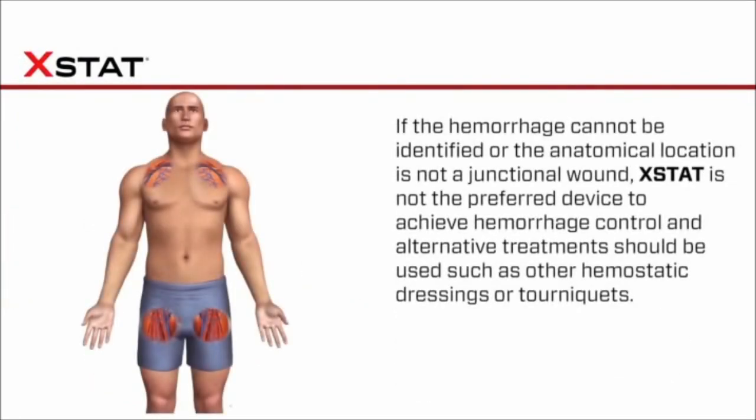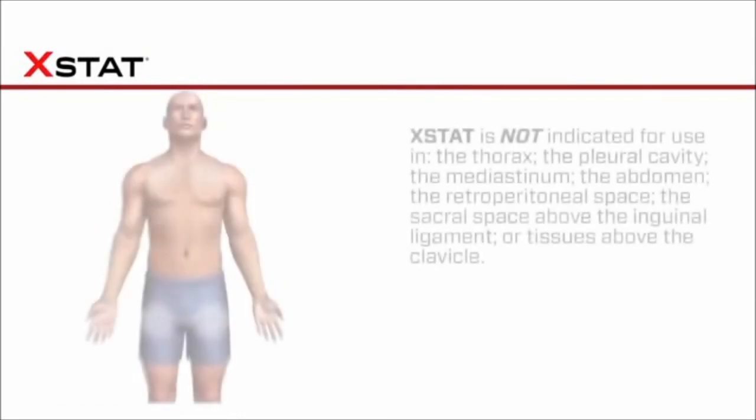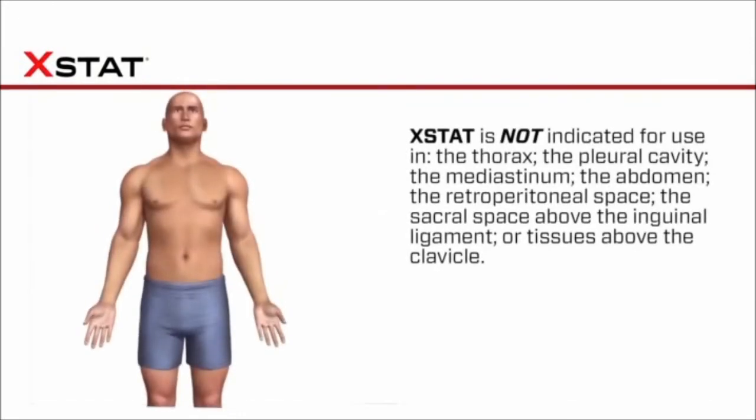If the hemorrhage cannot be identified, or the anatomical location is not a junctional wound, XStat is not the preferred device to achieve hemorrhage control, and alternative treatment should be used, such as other hemostatic dressings or tourniquets. XStat is not indicated for use in the thorax, the pleural cavity, the mediastinum, the abdomen, the retroperitoneal space, the sacral space above the inguinal ligament, or tissues above the clavicle.